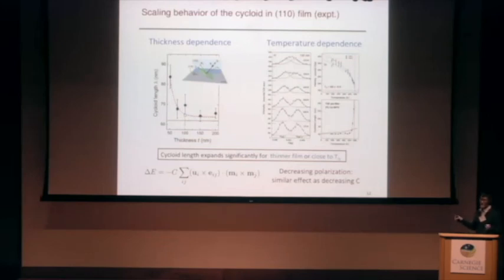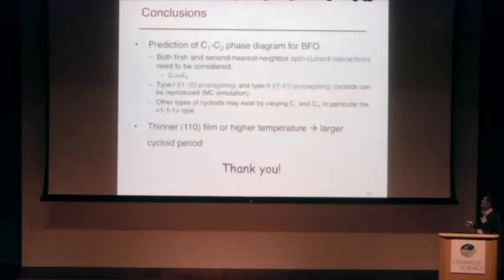cycloid of infinite length. So to conclude, we have predicted the C1, C2 phase diagram for bismuth ferrite. And by comparing with the experiment, it suggests that we need to consider both first and second nearest neighbor interactions for the spin current model. And C1 is much larger than C2.